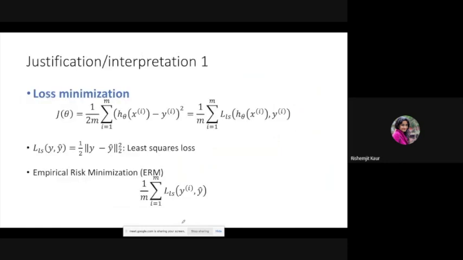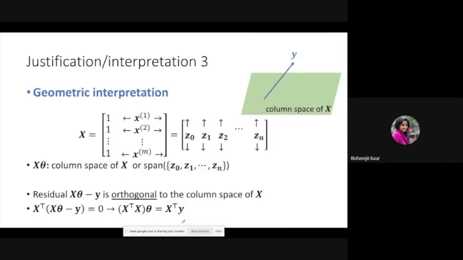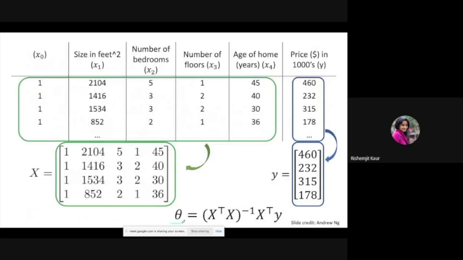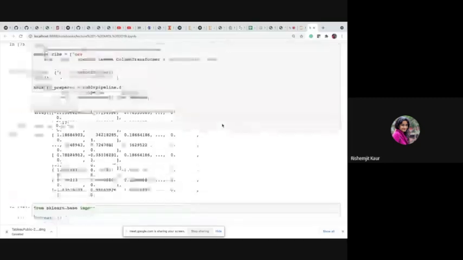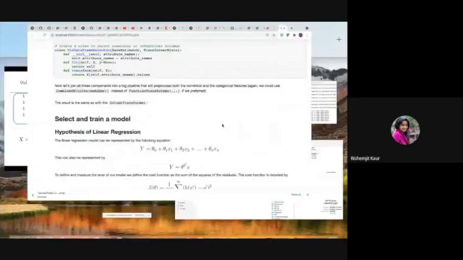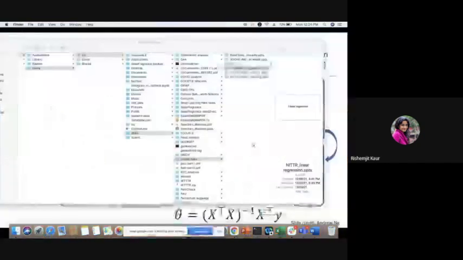So I think I will not go further into the details of the probabilistic interpretation and everything. This is where I will stop with the theory of linear regression. A couple of steps that we have already talked about. Maybe I'll show you the. Just 1 minute.